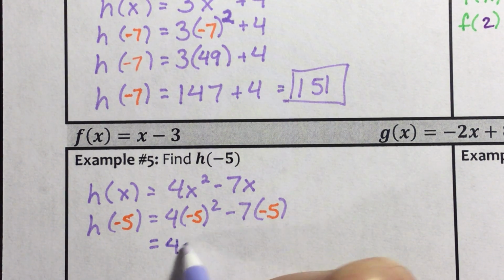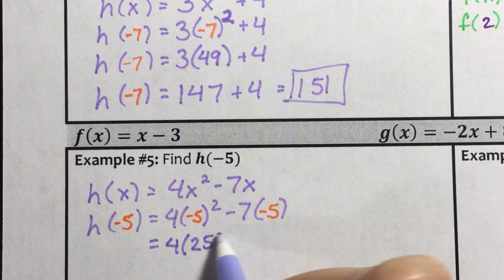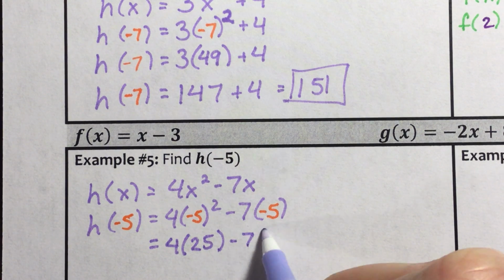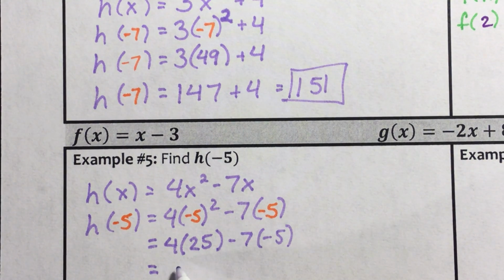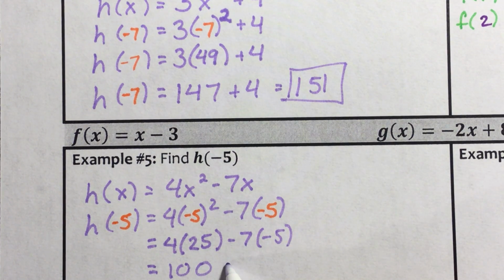Okay, so we've got 4 times 25 minus 7 times -5. Okay, 4 times 25 is 100. And then -7 times -5 is positive 35. And then we add those two numbers together and get 135. Okay, and that's our answer.